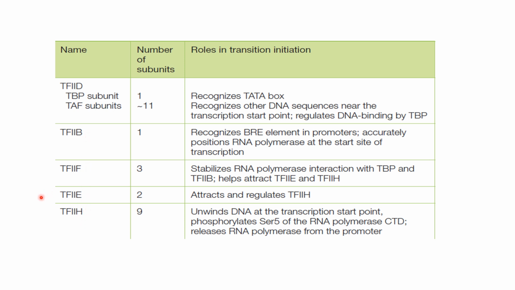Again, the important thing about H is that it helps in the unwinding, it helps in the melting of the DNA at the transcription start point. Also, it phosphorylates the serine 5 of the RNA polymerase C-terminal domain, and it releases the RNA polymerase from the promoter. As I said before, it helps in the promoter clearance. So, this was about the transcription in both the prokaryotes and the eukaryotes. I hope you have understood and the concepts are clear.